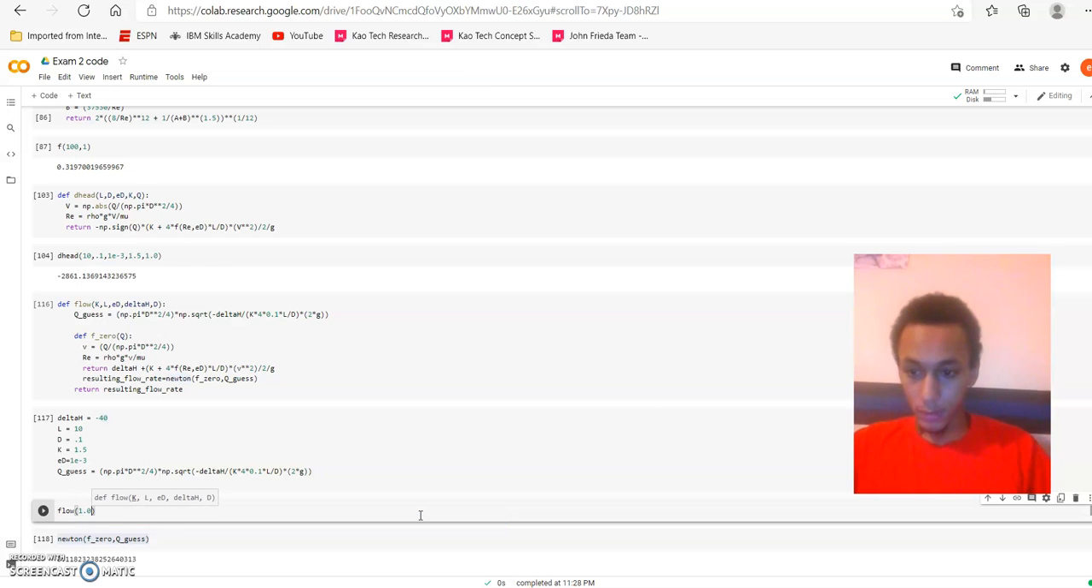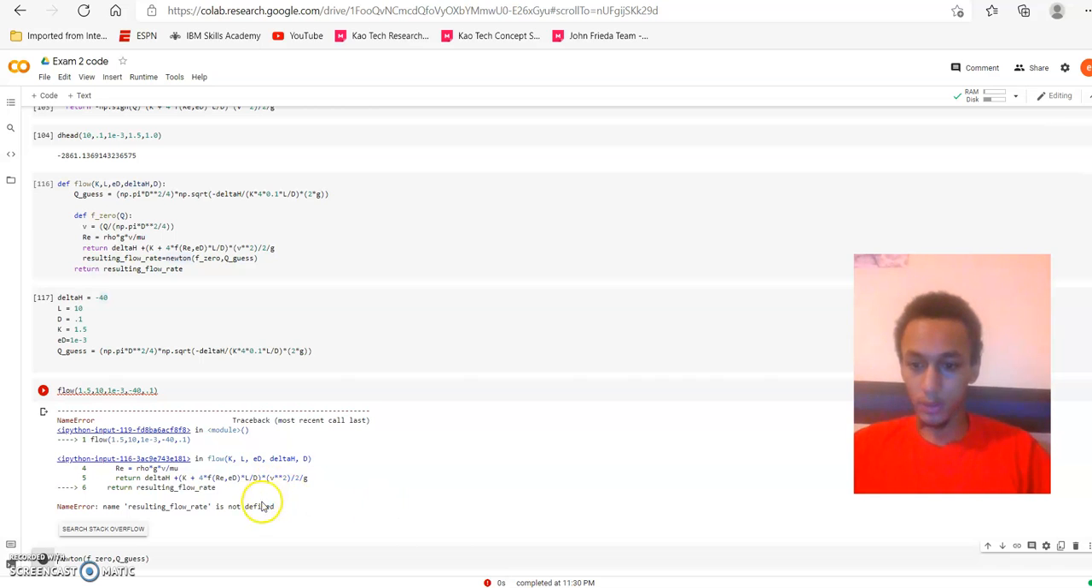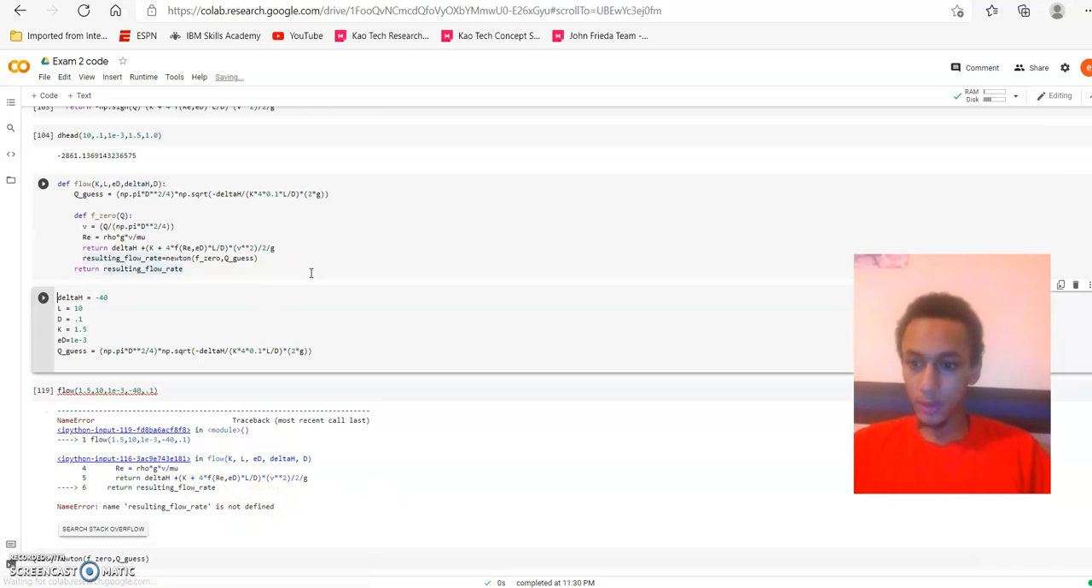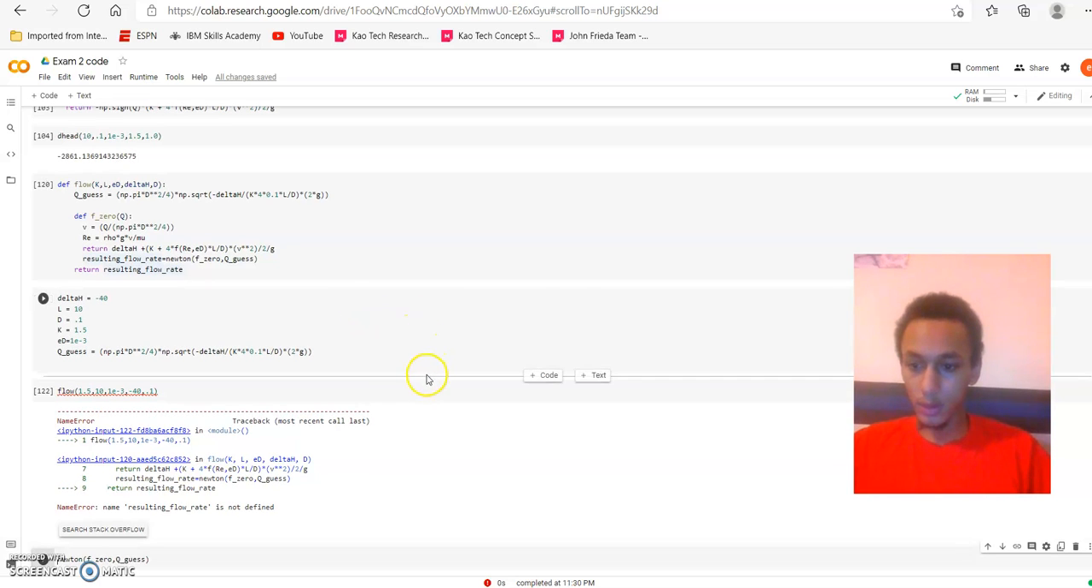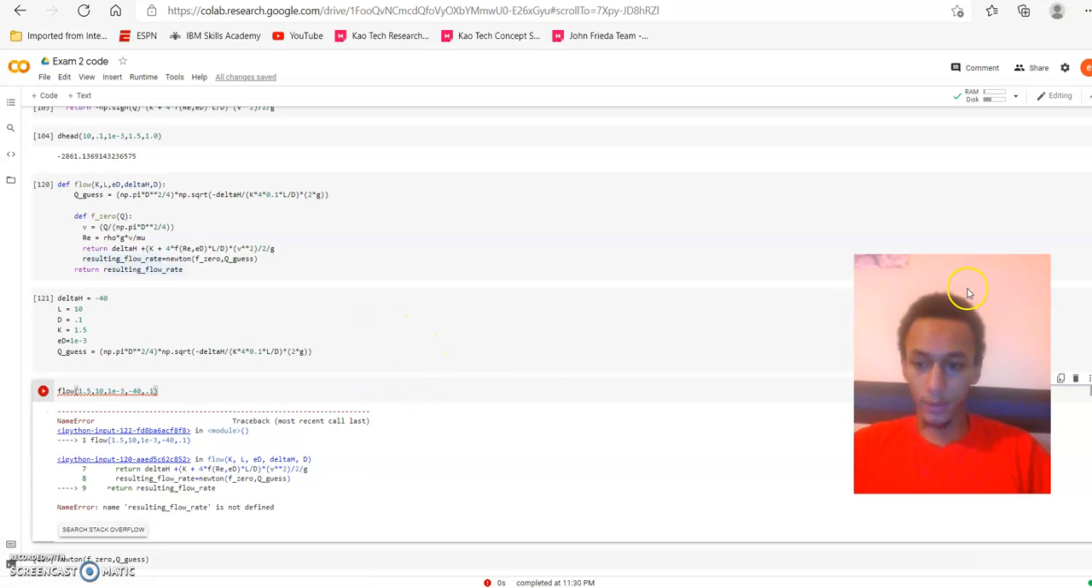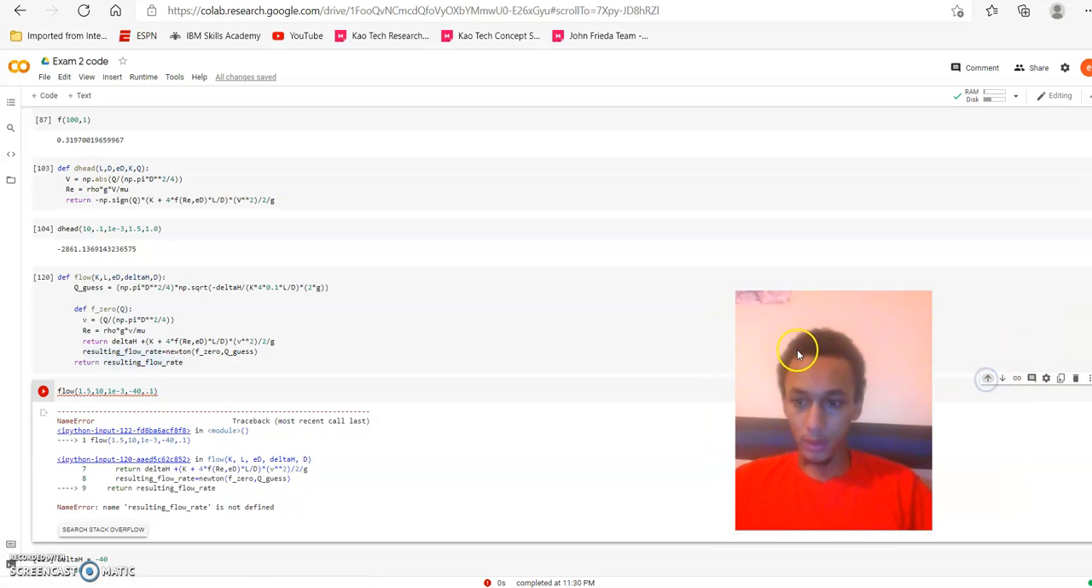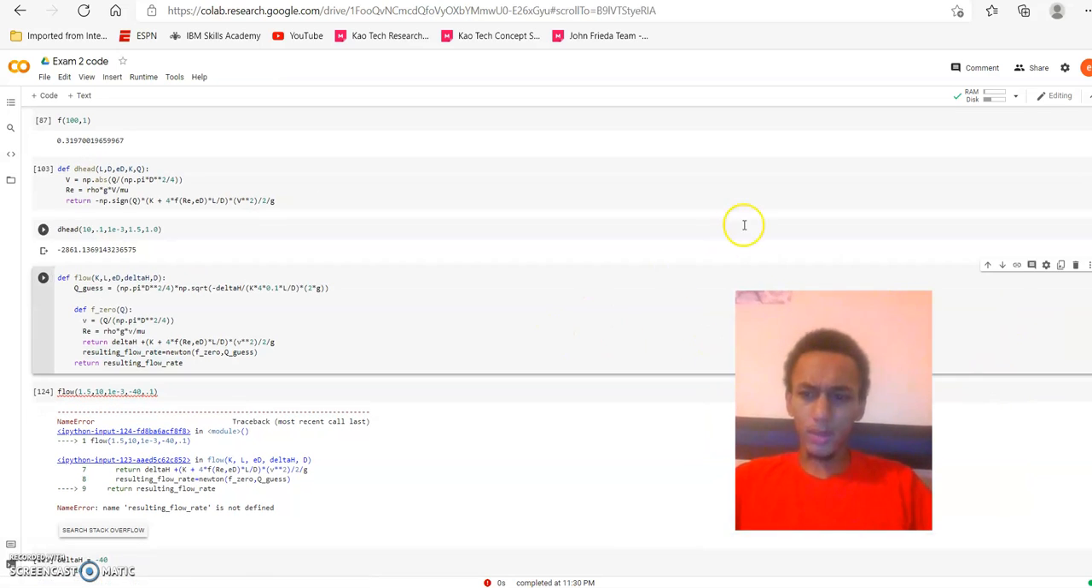So what's a flow of 1.0? So 1.5, 10, 0.1e to the negative 3. It wants a delta head, negative 40, and a d of 0.1. And it's not shift enter. Once it fully is, put that up there. Let's see. I think I put it outside this indentation.